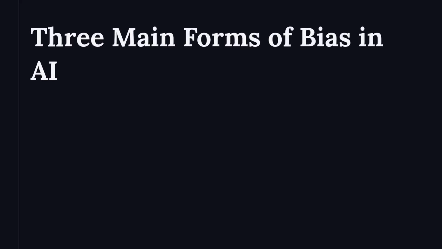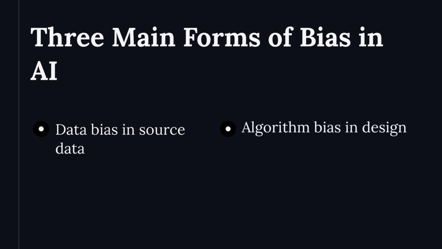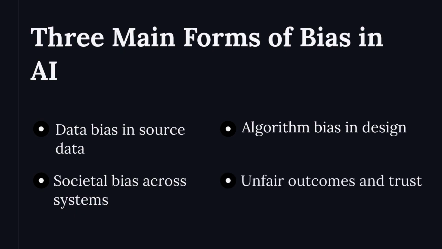Bias in AI can create unfair outcomes, reinforce inequalities, and damage trust. The material identifies three main forms. Data bias comes from imbalanced or unrepresentative datasets. Algorithmic bias comes from flawed assumptions or design choices, such as prioritizing accuracy over fairness. Societal bias reflects existing inequalities already embedded in data or system design.